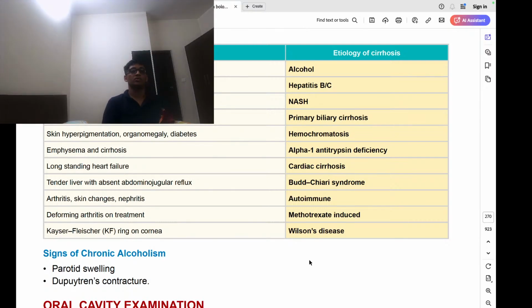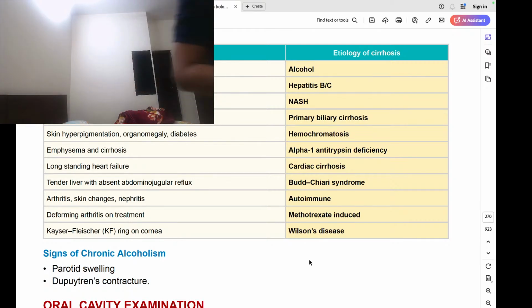This is an important table. You can just read it, one second.